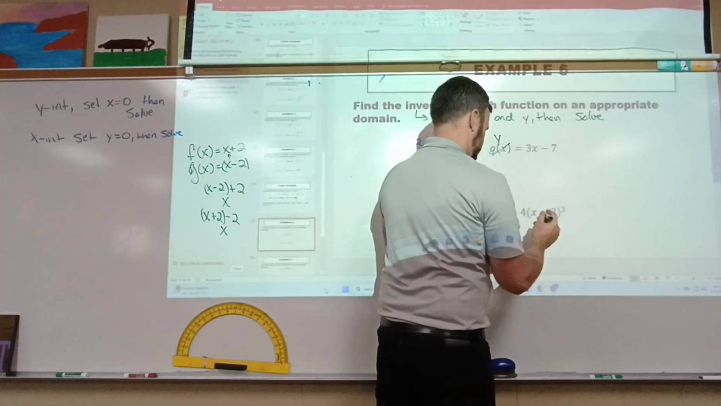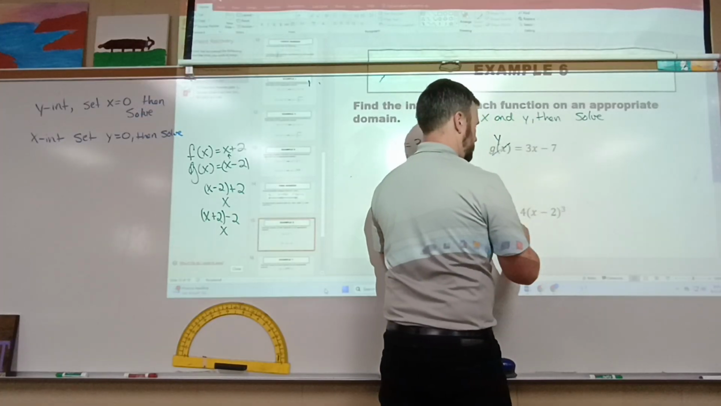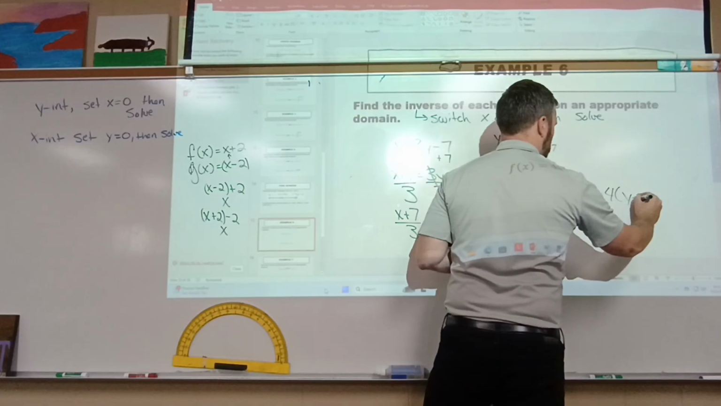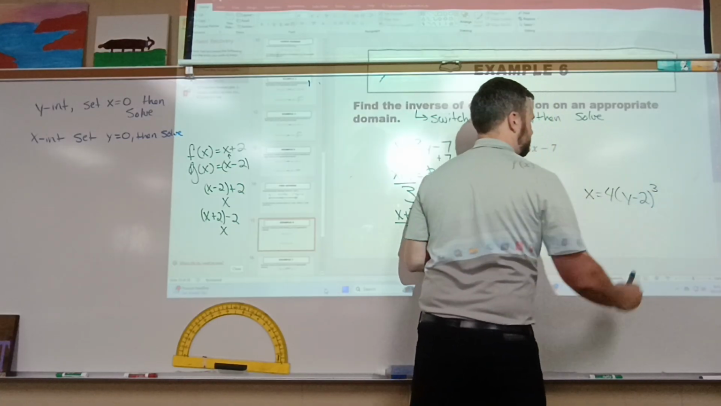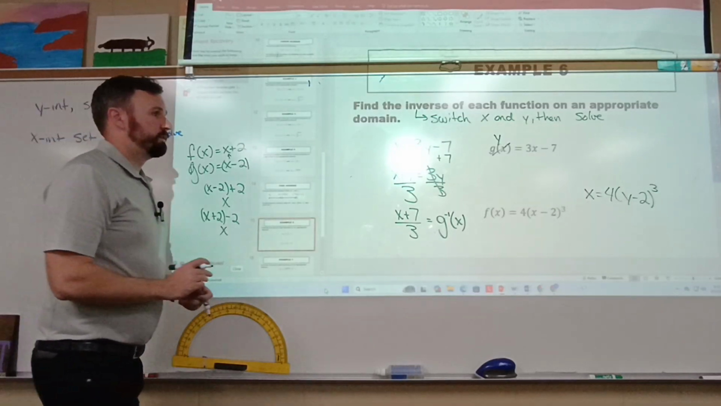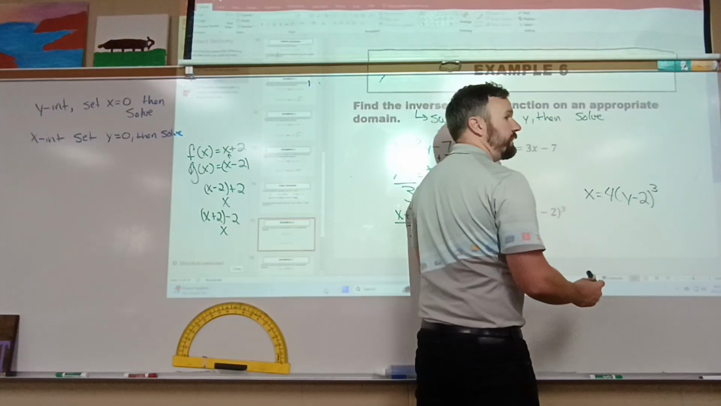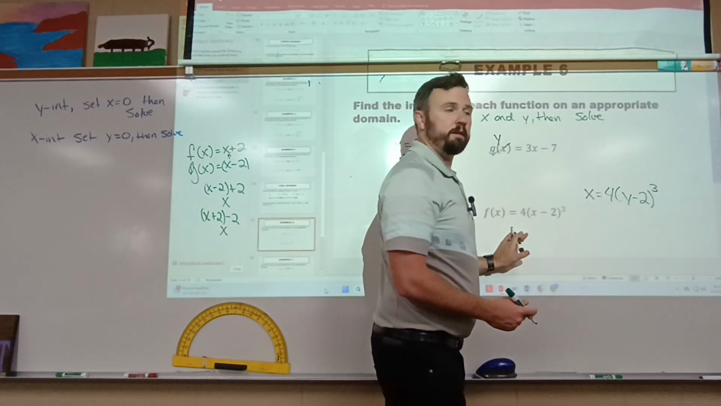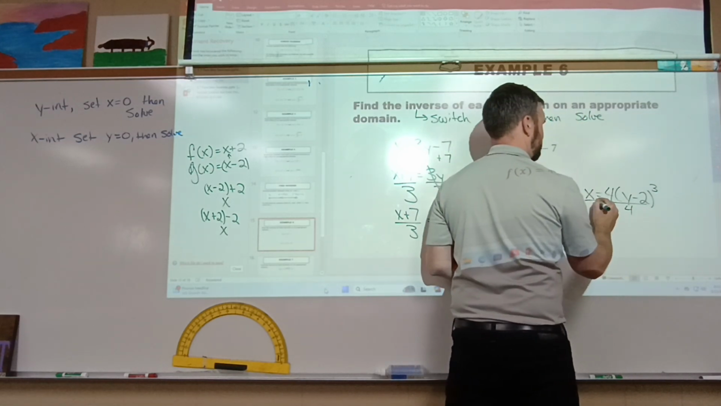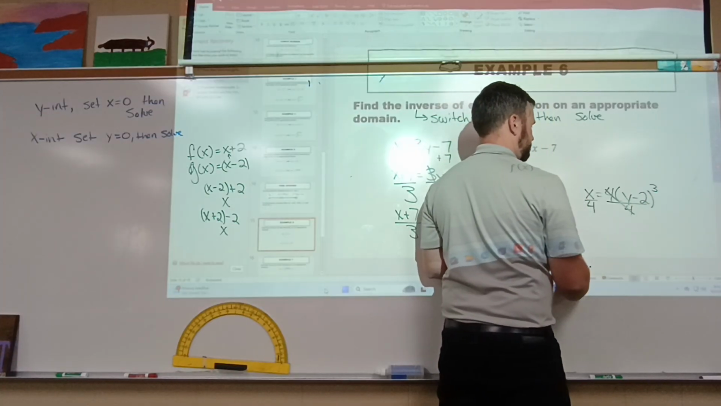Let's do this one. Switch my x and y. So I'm going to write it as x equals 4 times y minus 2 to the third. I switched them. Outside to inside, right? Like an onion. Because it also makes you cry. So I'm going to divide first.